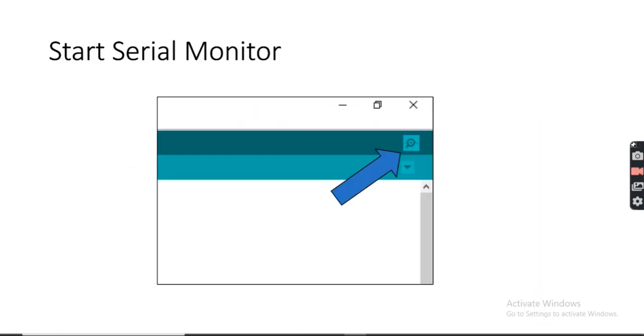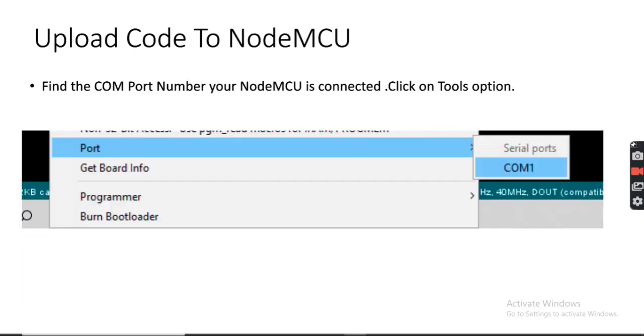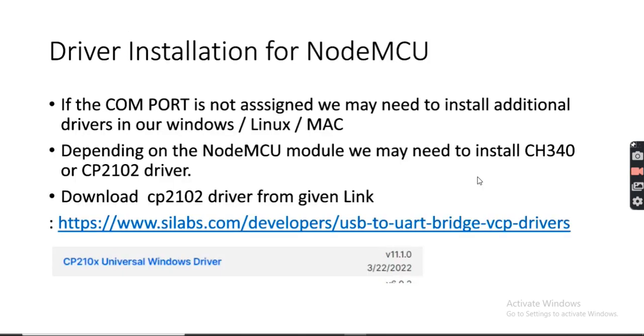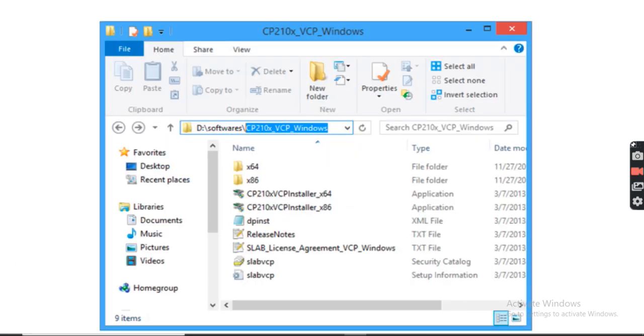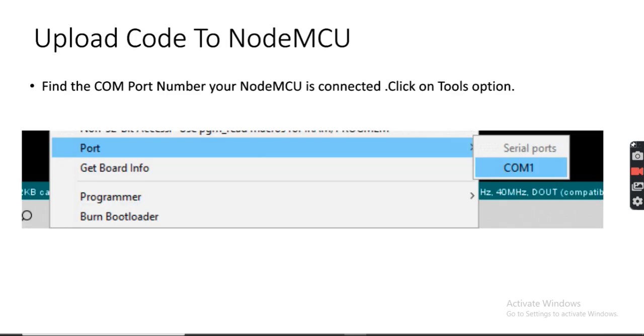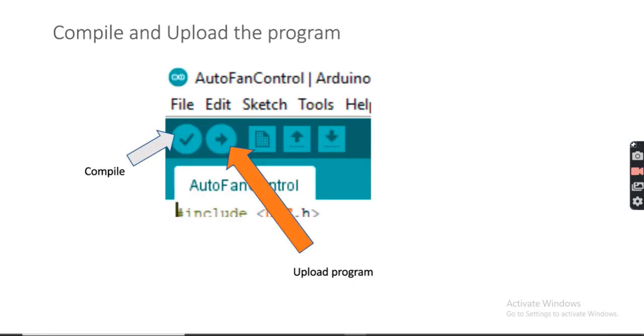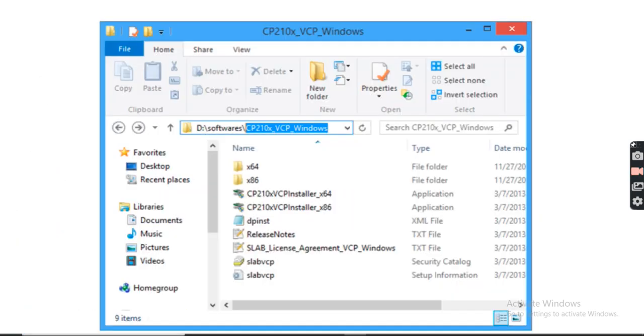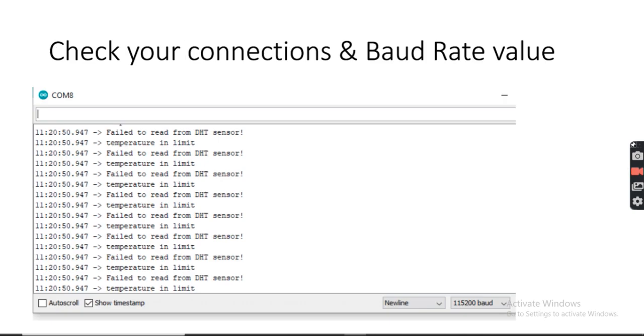So this is done. Now when you go to the Arduino IDE, you will be able to see that a COM port, COM1 or COM8, COM3, COM4, any COM port depending, will be assigned to your NodeMCU module. Once that is done and your program is also compiled successfully, then try to upload the program using this button. Now go to the serial monitor. In the serial monitor you can see that some data will start coming.